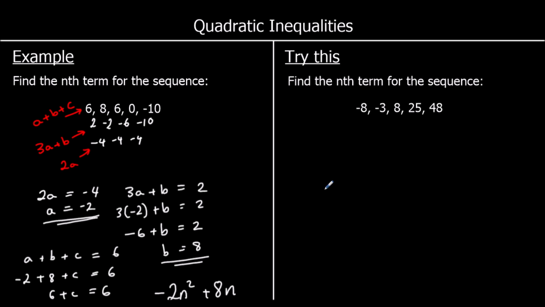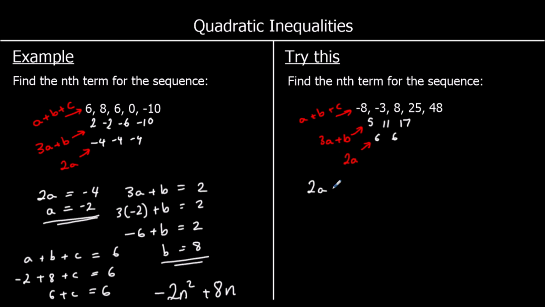So let's calculate the differences. It goes up by 5, up by 11, up by 17, and so on. And the second difference is 6. And we know for any quadratic nth term, the second difference is equal to 2a. The difference between the first two terms is 3a plus b, and the first term is a plus b plus c. So let's use this to work out our nth term.